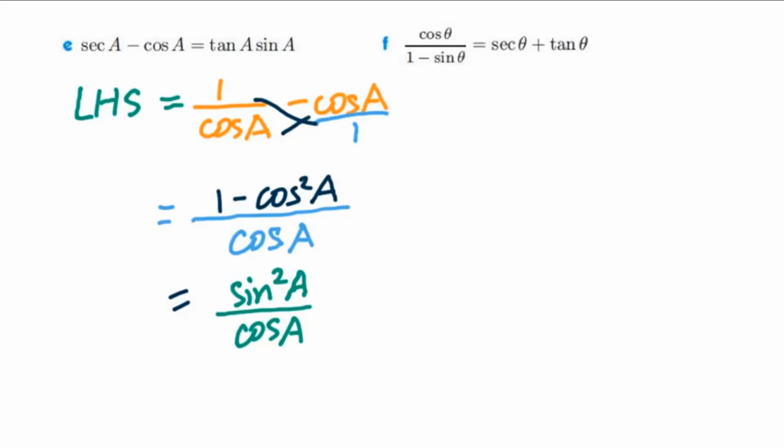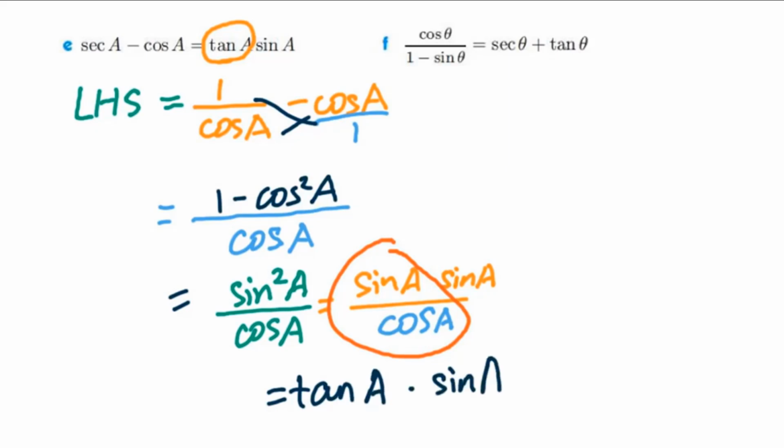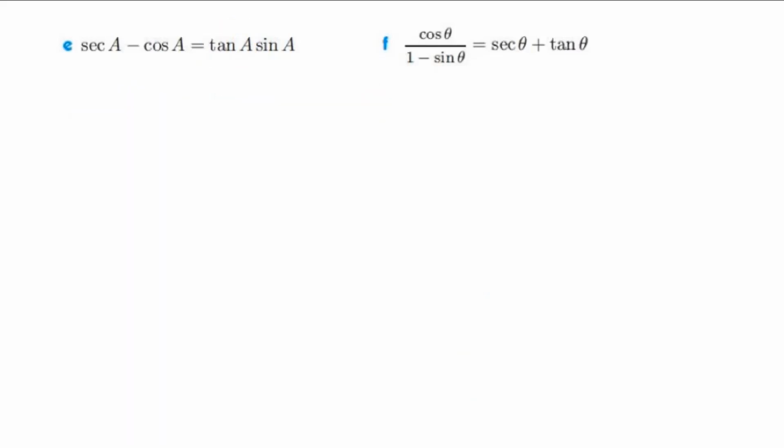Analyze the trig expressions on the right side. We got tangent A over here. Therefore, for sine square A, I change into sine A times sine A. Then for cosine A, this one, we create the tangent A times sine A. That's equals to right-hand side, so we finish proof. Now let's go to F. Here's the signal for you to do conjugate multiply. So we get start from left-hand side.